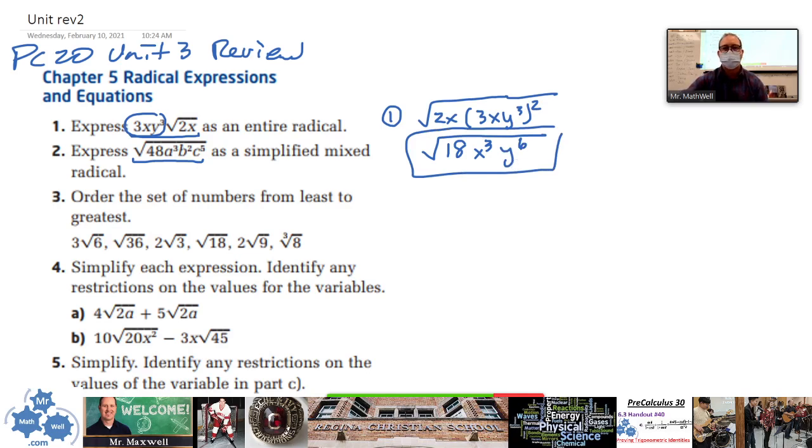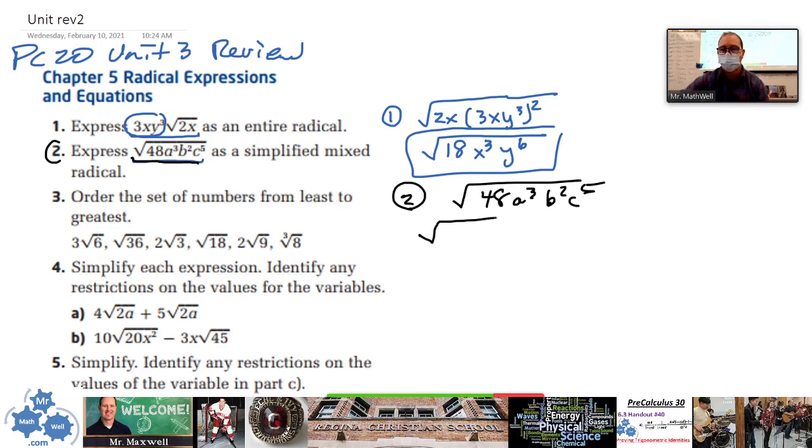Now, the trickier part, I think, would be a question like number 2, where we have to simplify into a mixed radical. So let's talk about this. I'll just rewrite the question here: 48 a cubed b squared c to the 5th. If we have something like this, we're going to try and factor each part of this term into factors that are perfect squares.